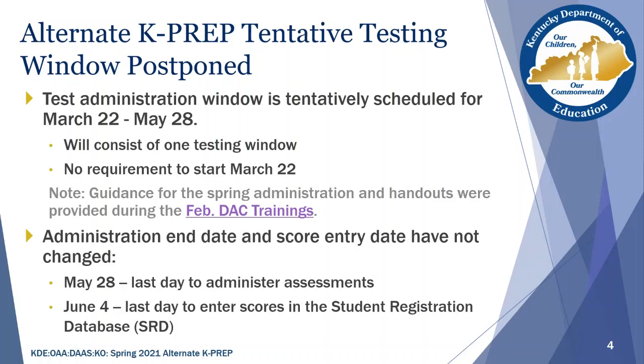The only way to test after May 28th is to contact the Division of Assessment Accountability Support to work out details for an extension. The test, due to the time of administration, will be combined into one test window. That will allow 10 weeks to complete the assessment.